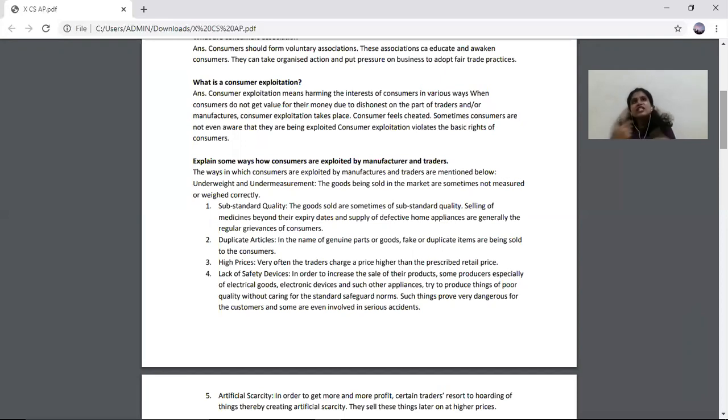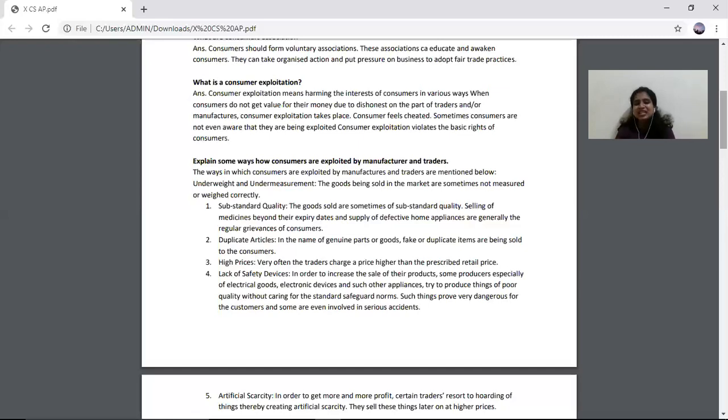Now again, since we have an option, it is not necessary that you solve question 2A only, right? So whatever question you solve, just remember to put the question number and sub-question clearly. It is very important, students, that you mention those. Now since we are solving all the questions in this, we'll start with question 2A. Yes? So the question 2A is explain some of the ways how consumers are exploited by manufacturers and traders.